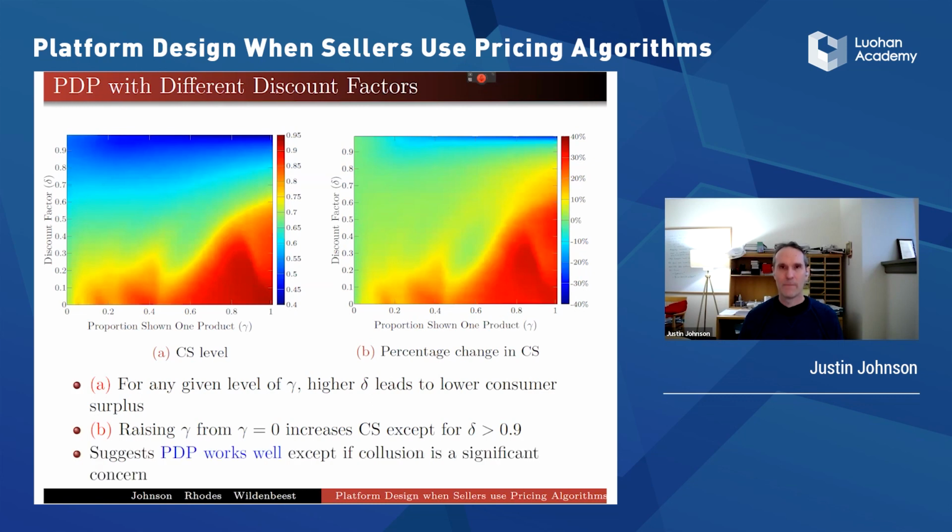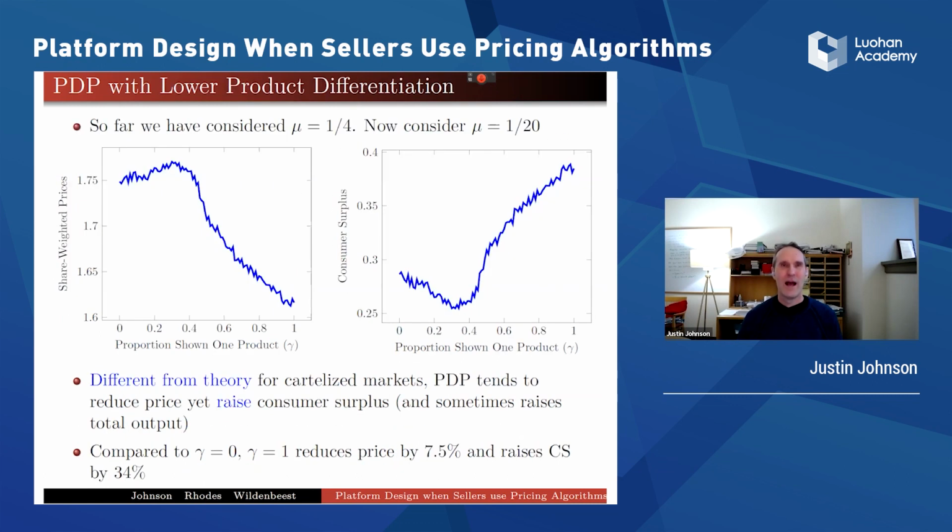Okay, so that seems good, I guess, if the algorithms don't have a high value of delta. But I just showed you a few slides ago that when delta is 0.95, consumers are worse off. So this is sort of reassuring in some sense, but on the other hand, it's still not great news.